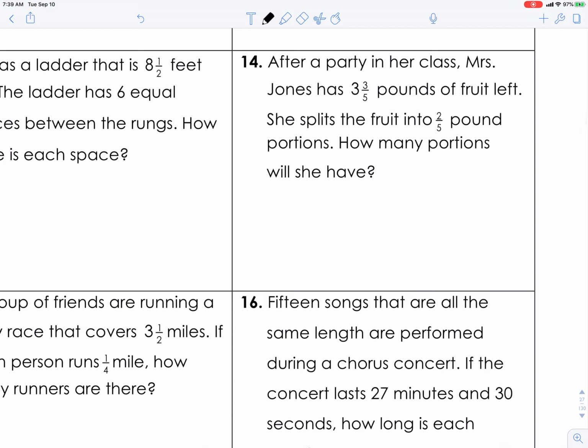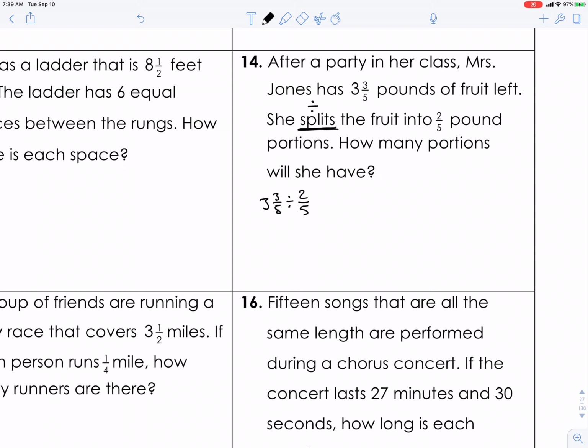After a party in her class, Mrs. Jones has 3 3/5 pounds of fruit left. She splits the fruit into 2/5 pound portions. How many portions will she have? Well, splits, that should give you an idea. That right there means to divide. So she had 3 3/5, and she's going to divide it into 2/5 pound portions.